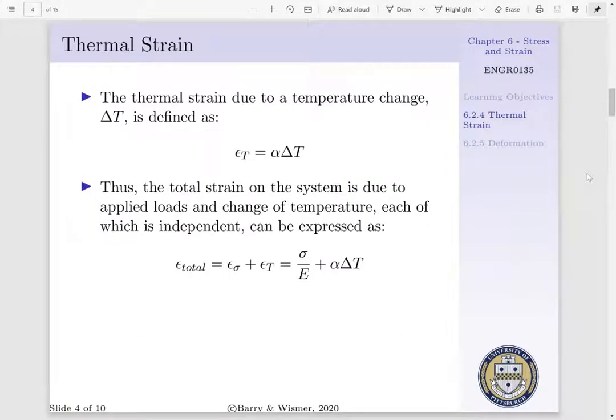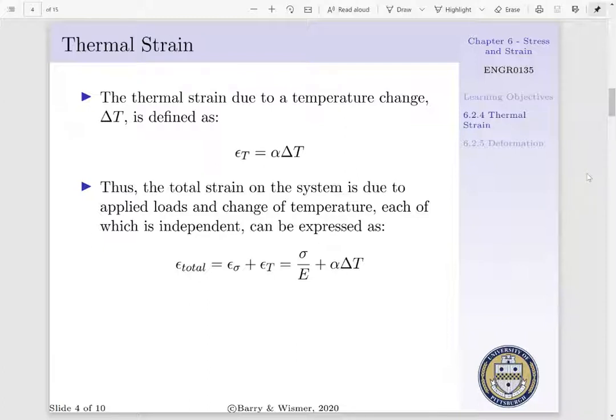Now, the thermal strain due to a temperature change, which is defined as delta T, is defined as epsilon sub T is equal to alpha delta T. Now notice alpha had units of 1 per degree centigrade, and delta T has units of degree centigrade. Thus, our thermal strain is dimensionless. The T subscript lets us know it's thermal.